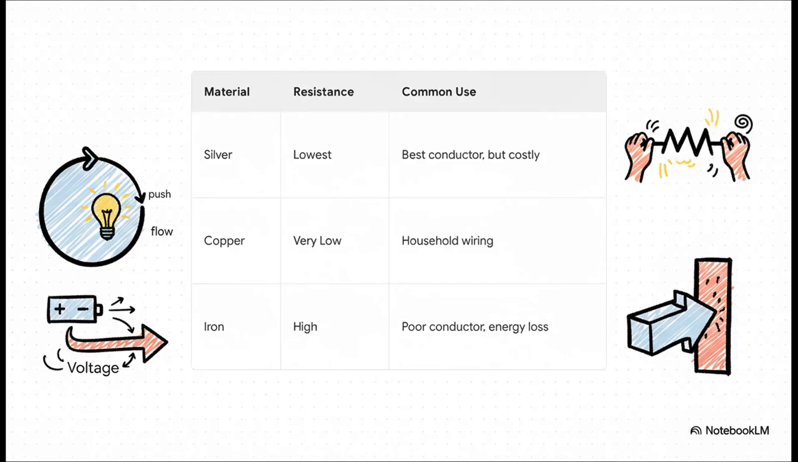And this right here is exactly why we choose certain materials for certain jobs. Sure, silver is the best conductor on the planet, but could you imagine the cost of wiring your house with it? No way. Something like iron, on the other hand, has pretty high resistance and just wastes energy as heat. And that's why copper is king. It hits that perfect sweet spot, incredibly low resistance, but affordable enough to use just about everywhere.